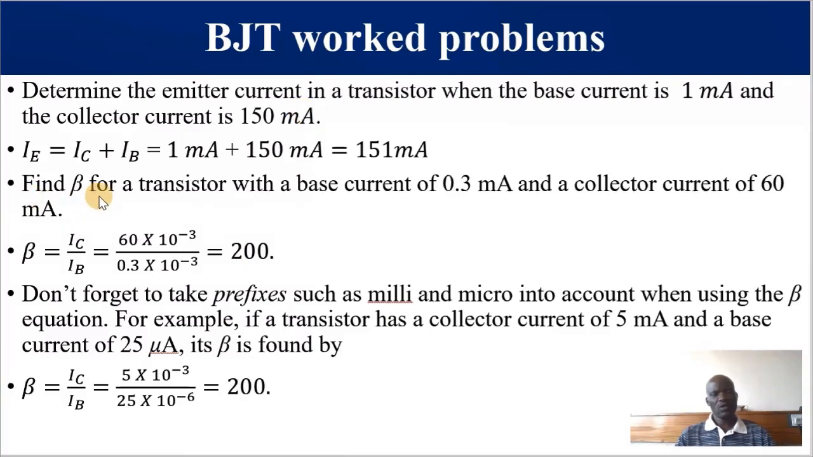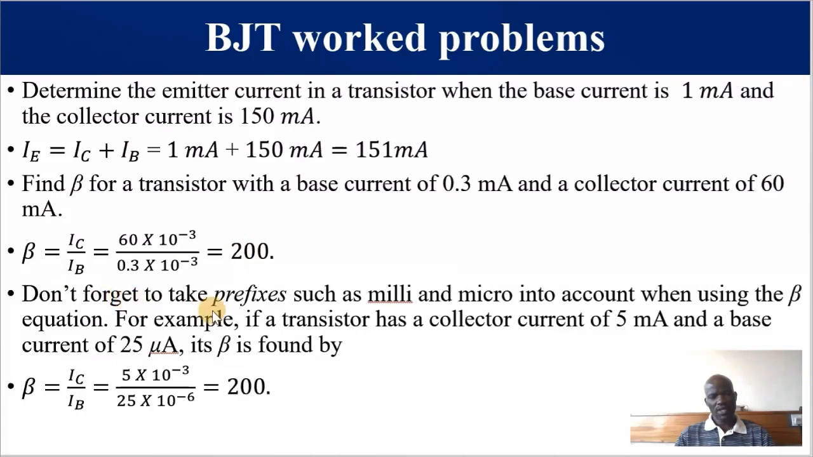Number 2, find beta of a transistor with a base current of this and a collector current of this. Guys, beta is equal to collector current divided by base current. So like this, you must get this value, 200. This is correct because we said the range is from 10 to 600. If you find a number outside that range, then there's something wrong with your calculation.